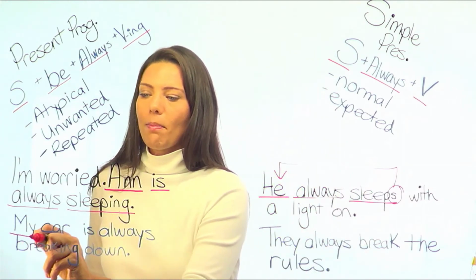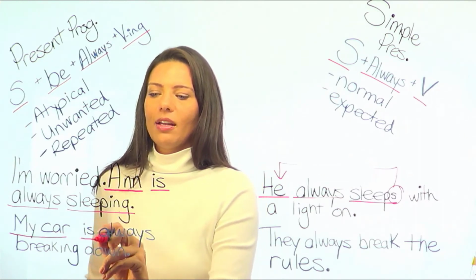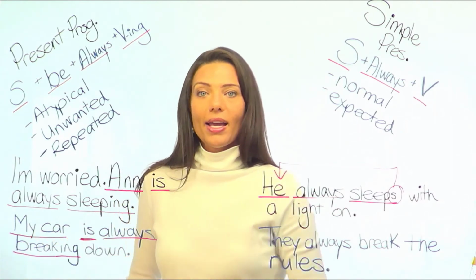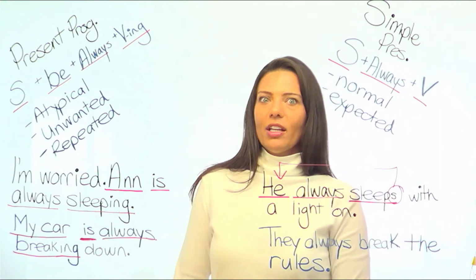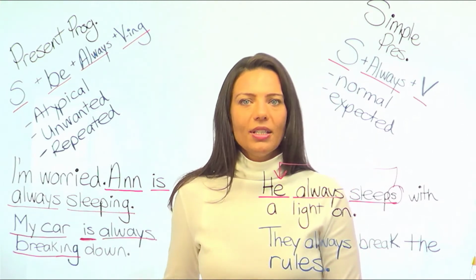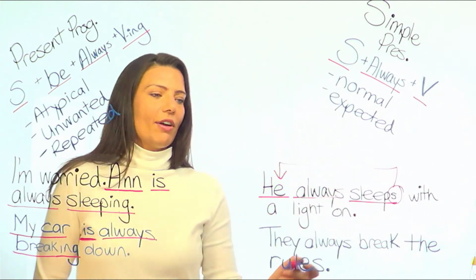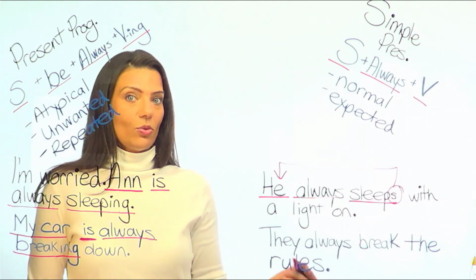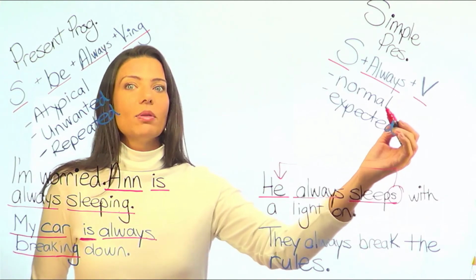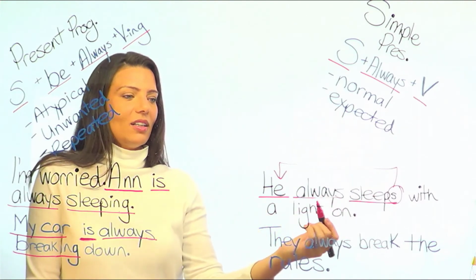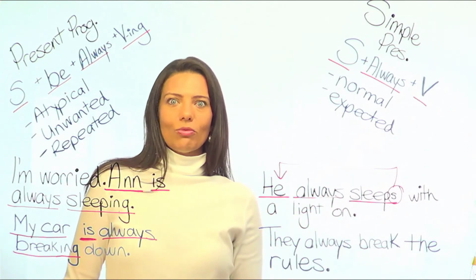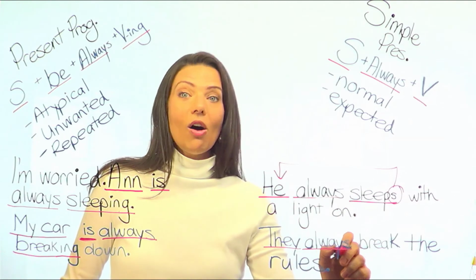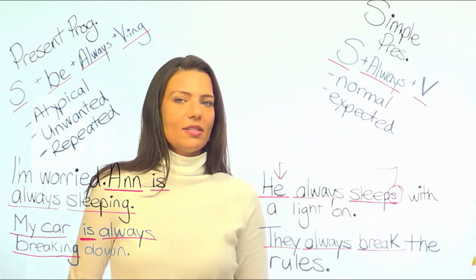So we have the subject, my car, then the verb to be, plus always, and breaking, verb-ing. My car's always breaking down. I think I should go get it fixed. Or my car is always breaking down. Maybe I should get a new car. All right, now in this case here, we also have the verb break, but we're using it in the simple present with always. And remember, that's used for when we have something normal or something that is expected. So let's take a look at this. They always break the rules. So here we have the subject they, and we have the word always, and then break in the simple present.